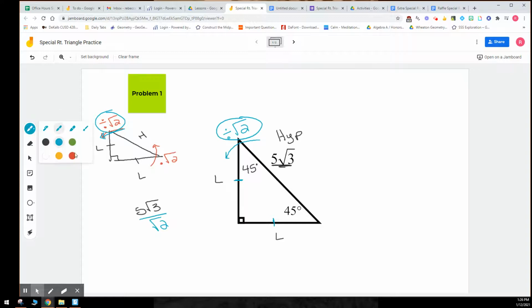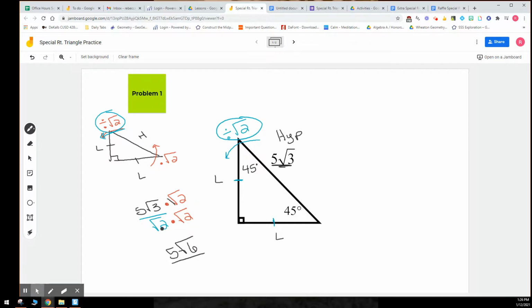So to rationalize, we have to remove the root from the bottom. We can't leave it there. It's not proper. So what we do is we multiply by the root that's in the bottom of the fraction. And whatever we do on the bottom, we have to do at the top. Okay, so when I do this, 5 times 1, because outside numbers multiply with outside numbers, is 5. And then inside numbers can multiply together. So since 3 and 2 are both inside the square root, I can do 3 times 2, which is 6.